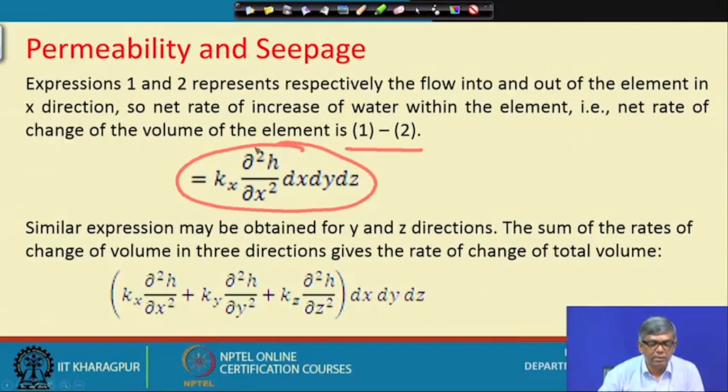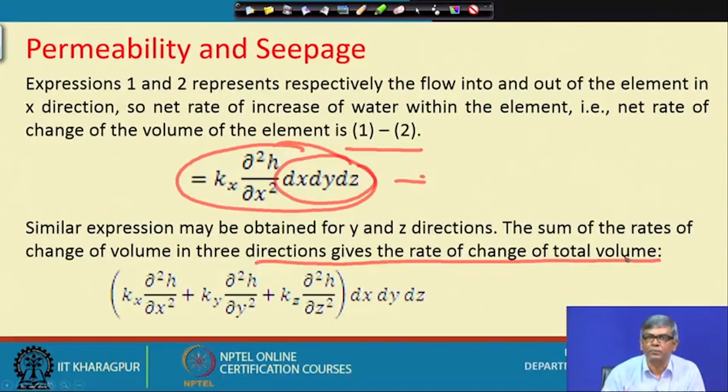So, k x del 2 h del x square dx dy dz, this is the volume of the element, and this is k x into del 2 h del x square. Additionally, we are getting this is the change of volume in the x direction, or net flow. The way we have done for x direction, we can do similarly for y and z direction, and if I add all three, then a similar expression is obtained for y and z direction, and the sum of the rates of change of volume in three directions gives the rate of change of the total volume.